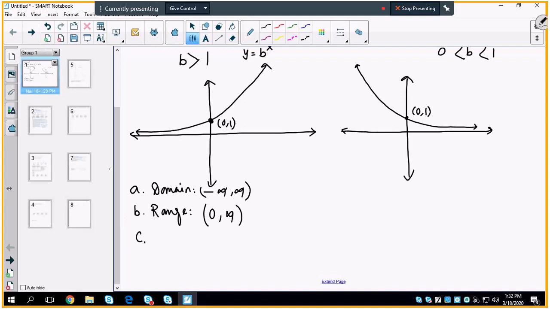In my exponential function, on either side, there is one y-intercept. So I will say the y-intercept is fixed. Doesn't matter how much the base is, it is (0, 1). And there is no x-intercept because the graph is not touching or crossing the x-axis. And it is true for both types of exponential function.